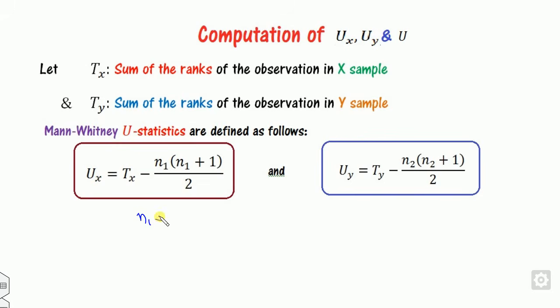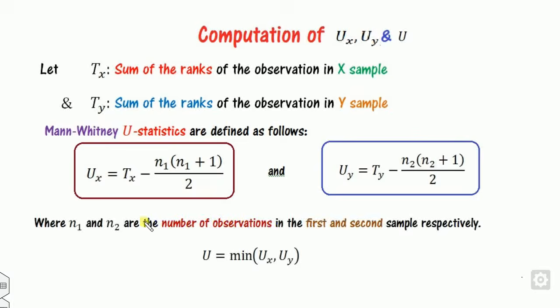What is the n1? N1 is the size of the sample x. N2 is the size of the sample y, and this is a simple form. Once you are able to find Ux and Uy, we will define the capital U as the minimum among them.